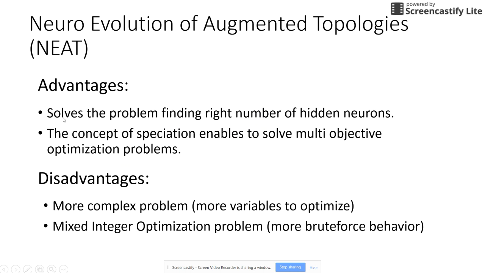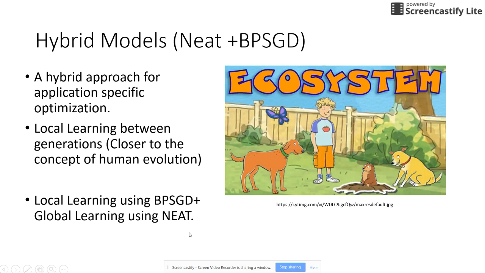The advantages of NEAT are that typically it solves the problem of the right number of hidden neurons, and it also helps to solve multi-objective optimization problems thanks to the concept of speciation. However, being a topology and weight evolving neural network, it inherits the disadvantages of those. It's a more complex problem, more variables to optimize, and it's also a mixed integer optimization problem.